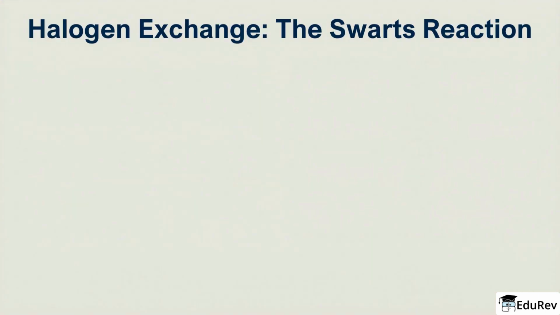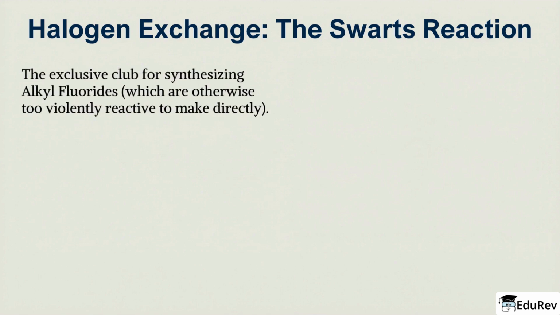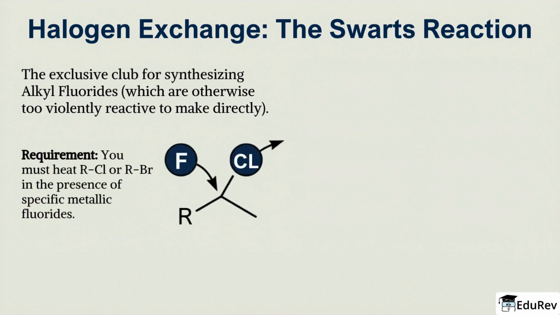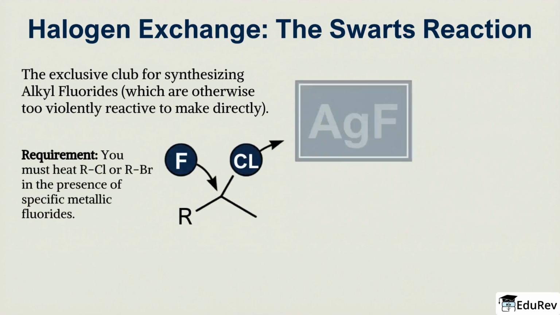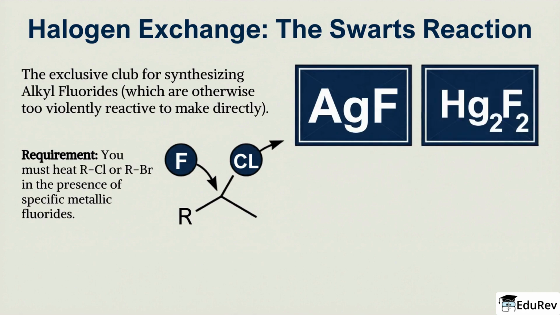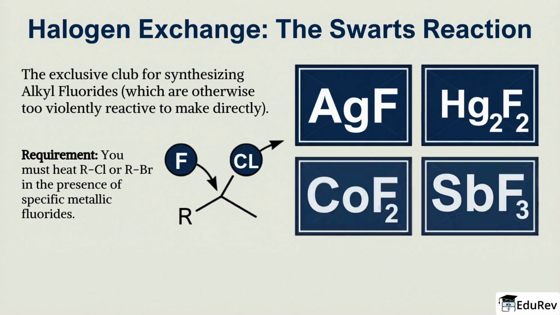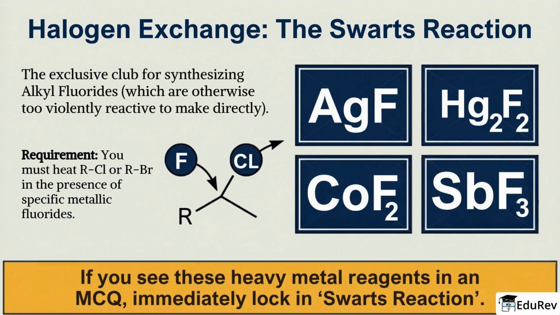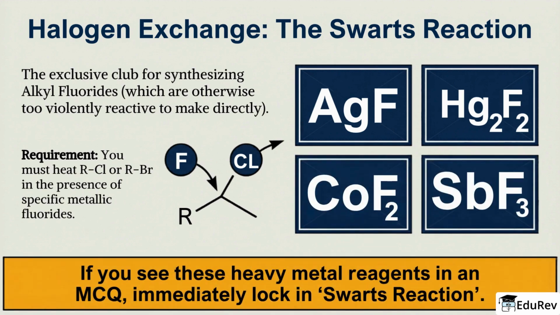The second exchange method is the Swarts reaction. This is used to prepare alkyl fluorides, which are otherwise difficult to synthesize directly. The reaction uses metallic fluorides like AgF, Hg2F2, CoF2, or SbF3. If you see these heavy metal fluorides in a question, the answer should come instantly. Swarts reaction. That recognition saves time.